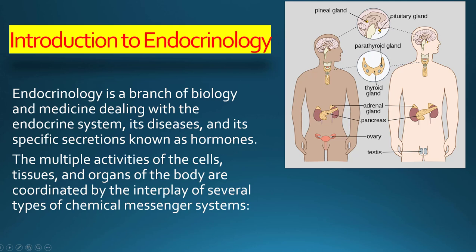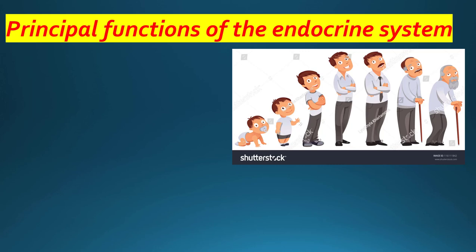If we start from the brain, we have the pituitary gland. In the neck we have the thyroid gland, and on the posterior aspect of the thyroid gland we have two pairs of parathyroid glands. On the top pole of the kidney we have the adrenal gland, and the pancreas is a dual gland which plays the role of endocrine and exocrine gland. In females we have ovaries and in males we have testes. So these are the various glands which are found at various locations in the human body.